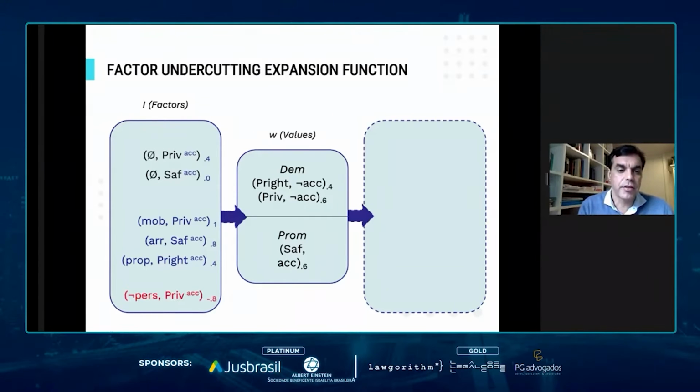Now, if we expand the set of factors by the factor that it is not a personal item, this will attenuate the aggregate impact on the demotion of values, weakening the demotion of values and making it weaker than the promotion of safety. This will have the effect of shifting the balance, and since it is an addition of an attenuator on the winner side, we call it an undercutting expansion function.